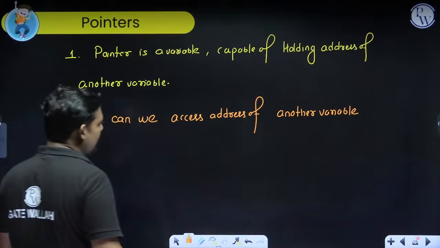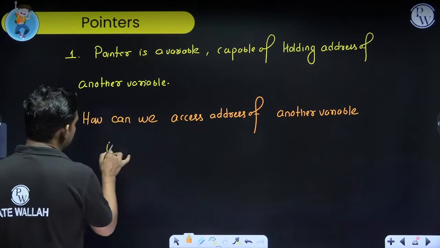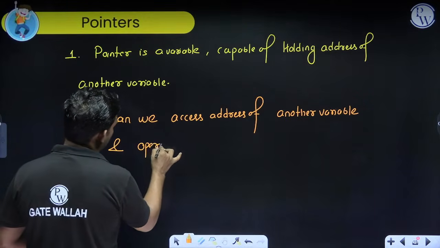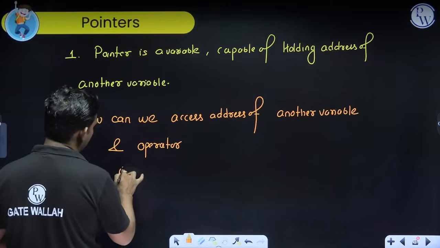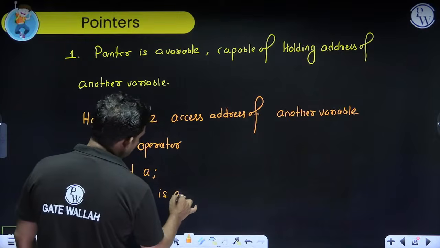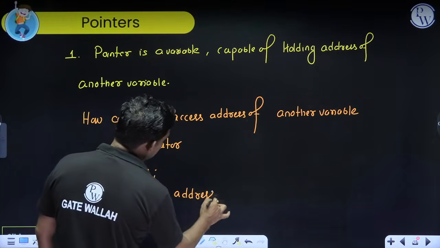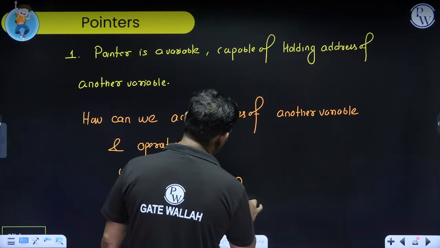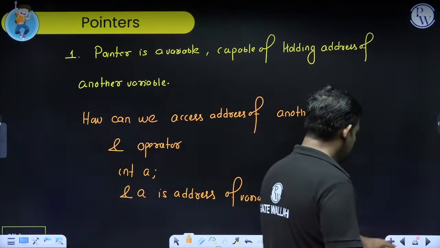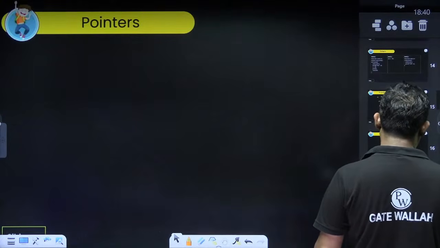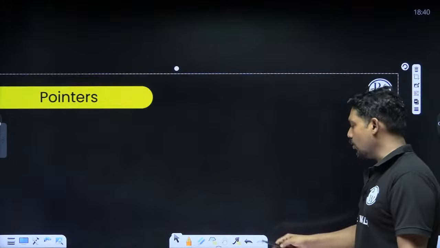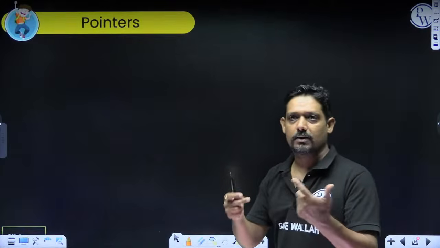Okay, so how can we access the address of a variable? By using the ampersand operator. There is one operator, the ampersand operator, and you can apply it to any variable. If int a is there, and you say &a, that is the address of the variable. So this can be accessed by using the address-of operator. Now another question arises: how can I assign this address to another variable?